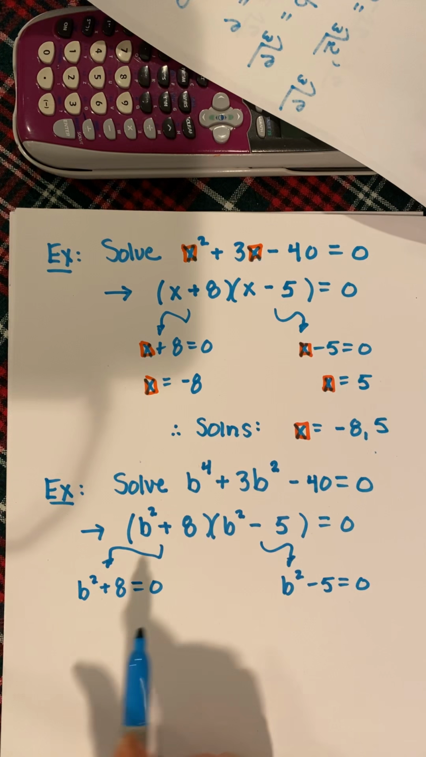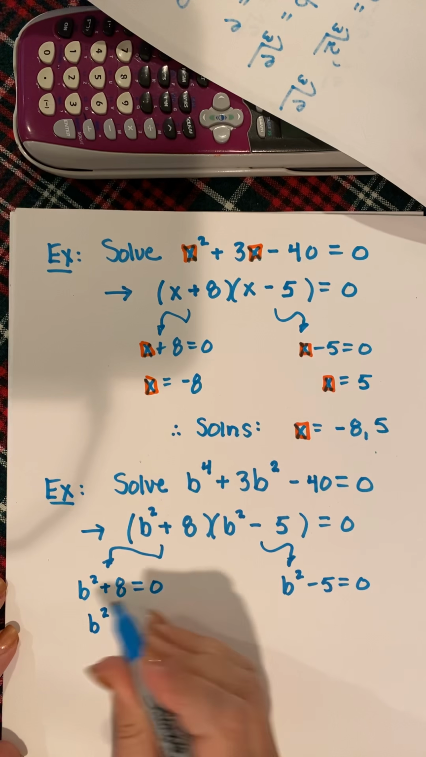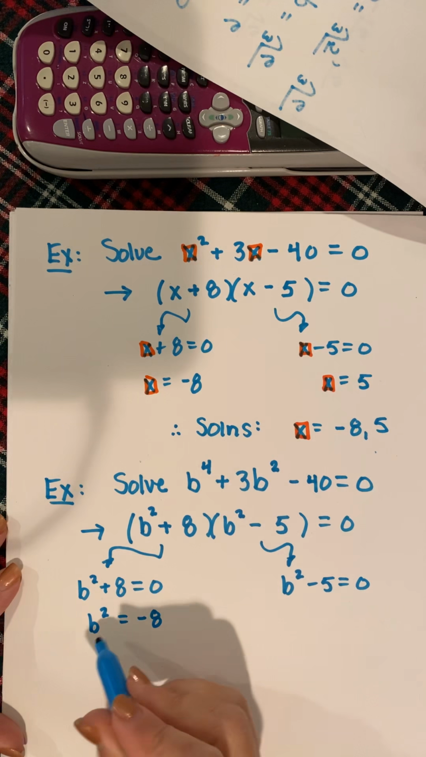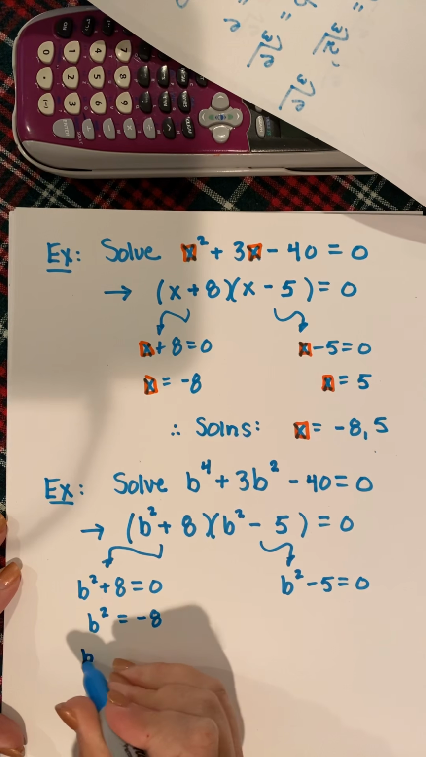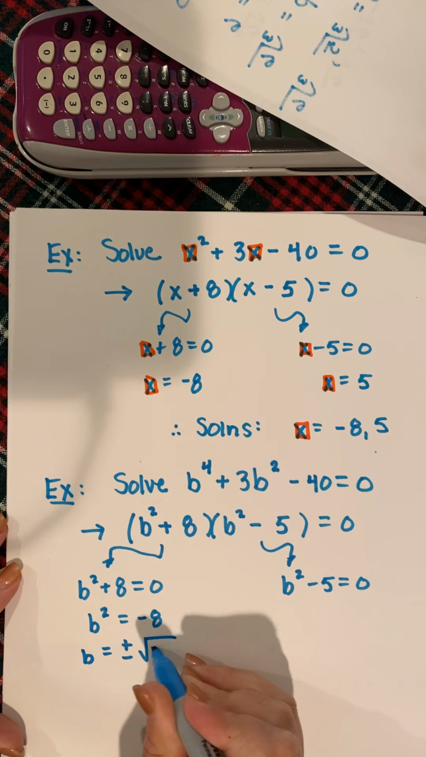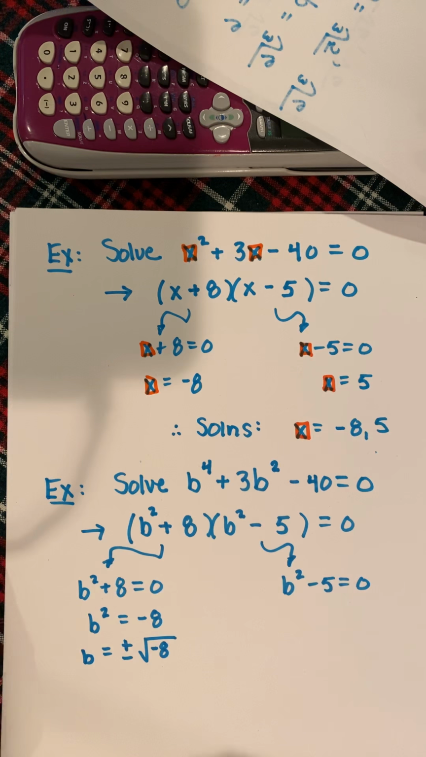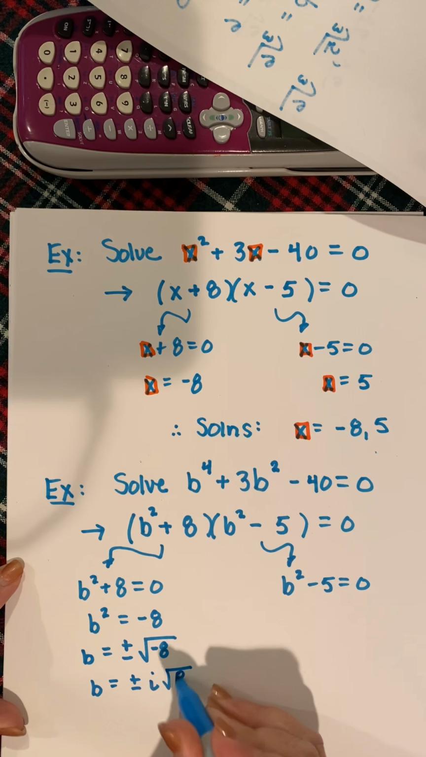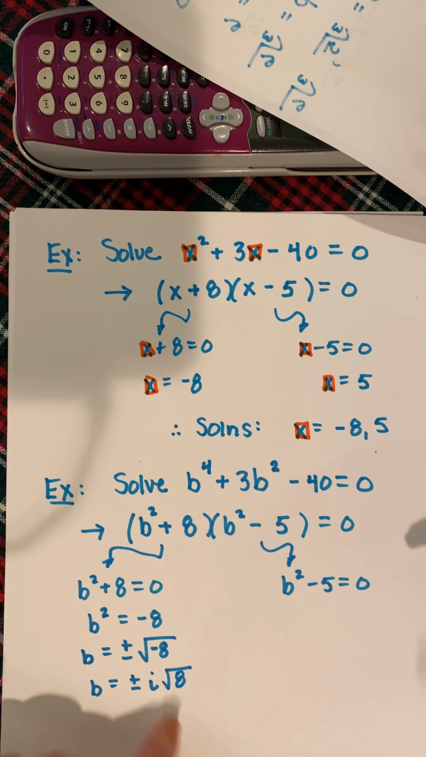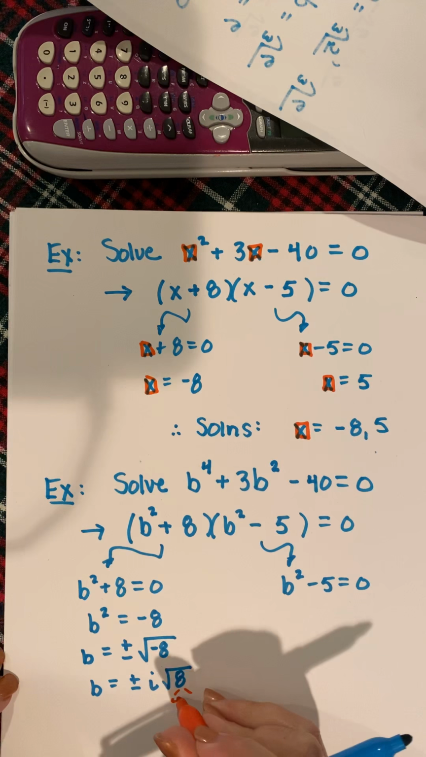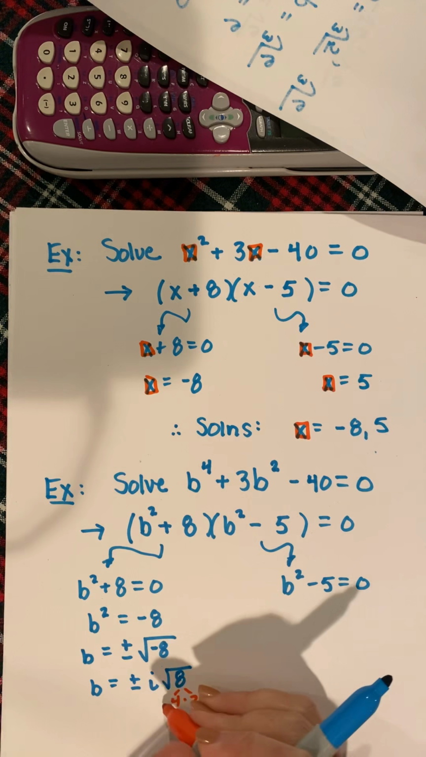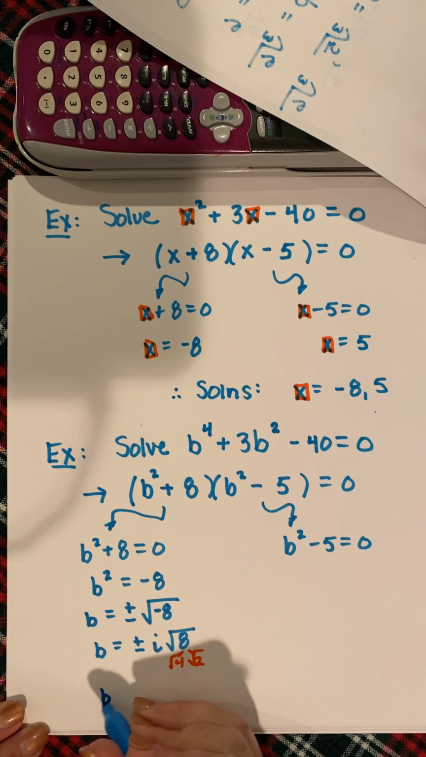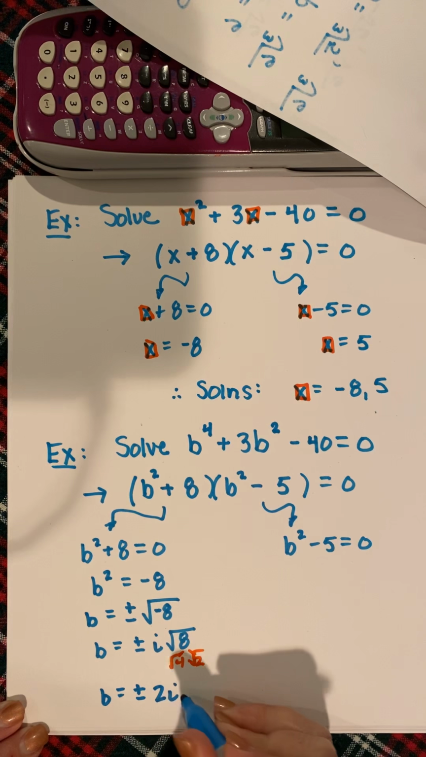This is screaming square root property because we have something squared plus a number. I can bring that number over to the other side. So b squared equals -8. So if something squared equals a number, then that something equals the positive or negative square root of that number. Now a negative under a radical corresponds to an i out front. And then we also have to remember that we have to simplify the square root of 8. The square root of 8 is not simplified because 8 has a perfect square factor. So it's going to be the square root of 4 times the square root of 2. And we get b is equal to positive or negative 2i square root of 2.